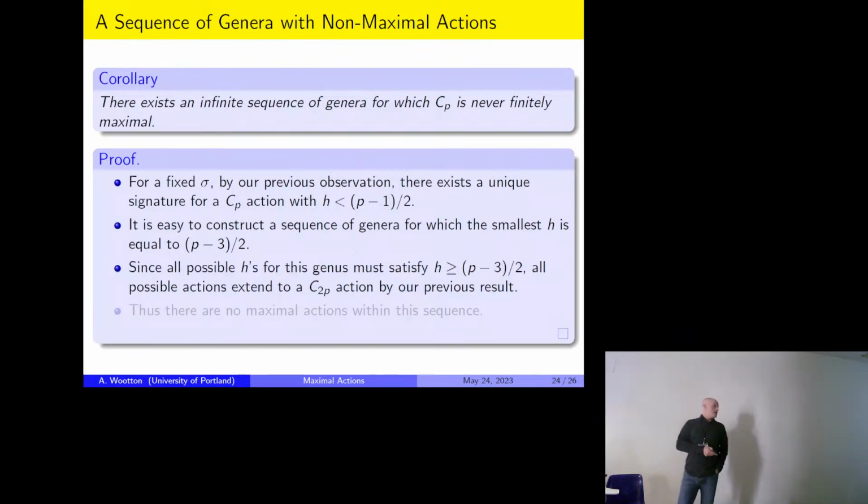And so, since we know all possible h's, which are (p minus 3)/2 or higher, all of those extend to a C_2p by a previous result. Anything lying within this sequence is always going to extend. So this example gives me this infinite sequence of genera for which the cyclic prime group is never finitely maximal in the group of homeomorphisms.